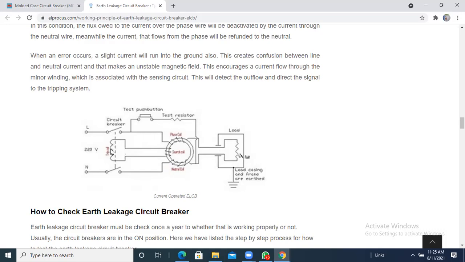Now, in the phase coil and neutral coil, let us take the phase coil line current as 5 ampere. In the neutral also 5 ampere is flowing. What is the difference between the phase current and neutral current now? This is 5 ampere, this is 5 ampere. What is the difference? 5 minus 5?